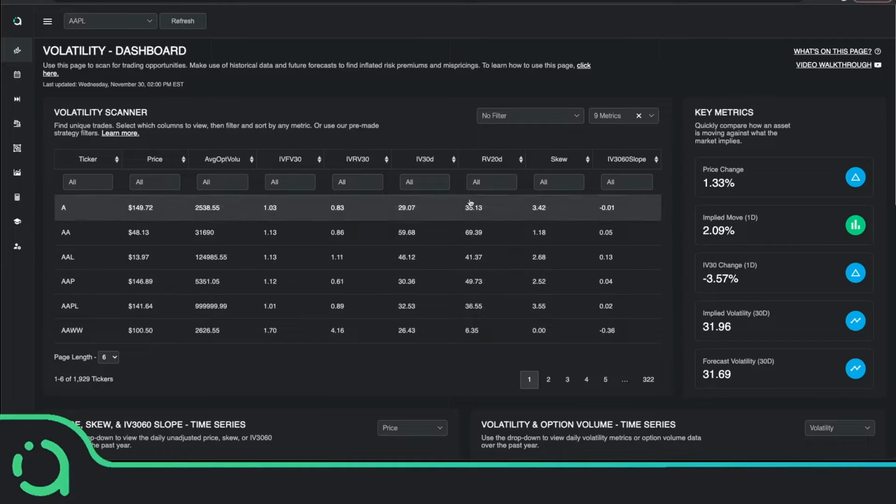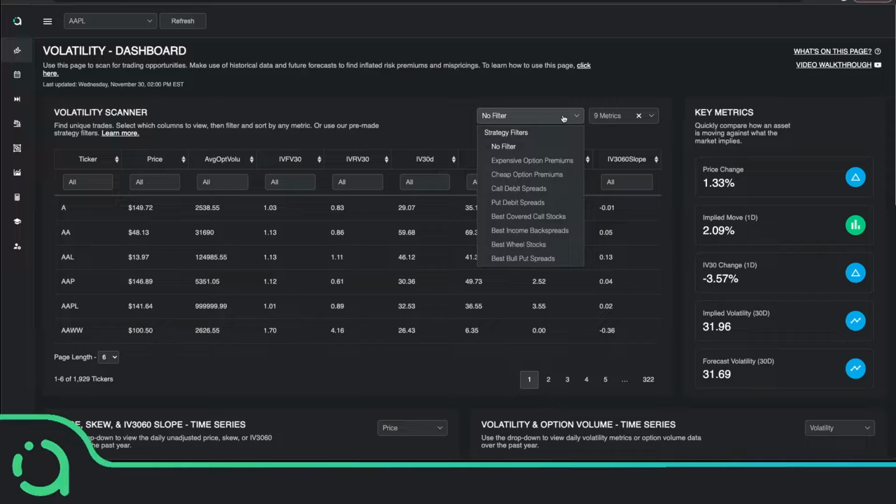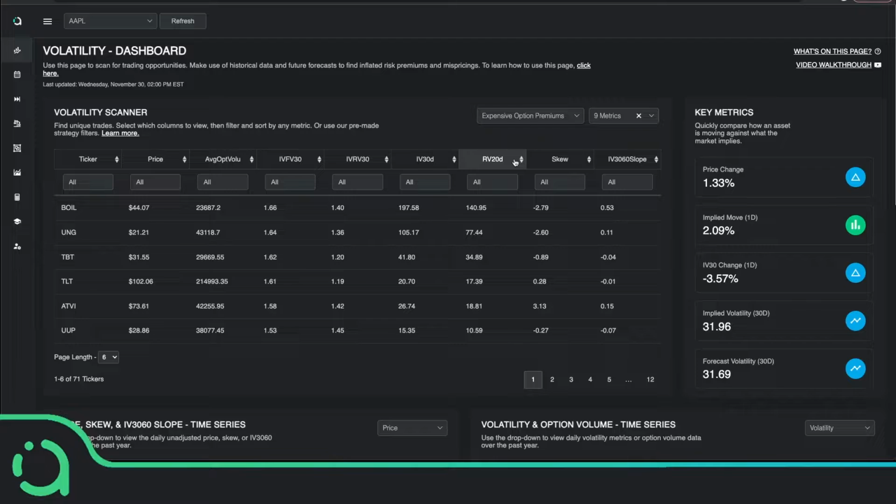Our search starts at our volatility scanner here, and what we are going to do is click this drop down for filters and select expensive option premiums. What this will do is filter the entire US options market and present us with liquid stocks that have a higher 30-day implied volatility than our forecast of volatility, which is a statistical model we provide that estimates how much a stock will move in the future. Finally, it will sort this list by the ones that have the biggest difference between implied volatility and our forecast.